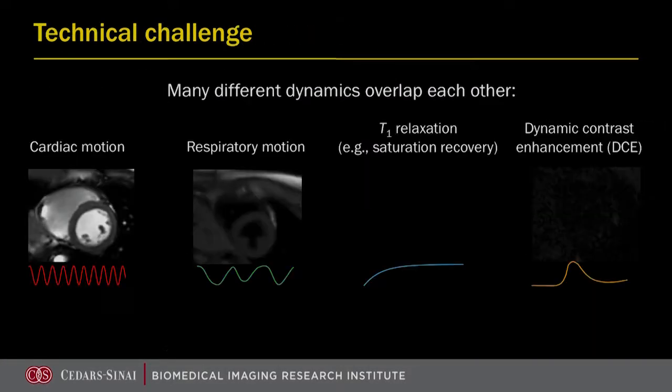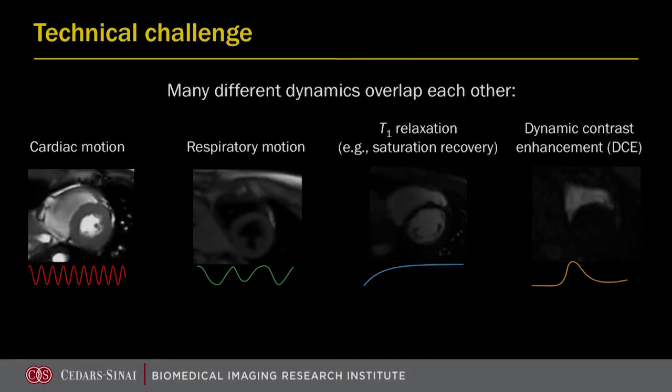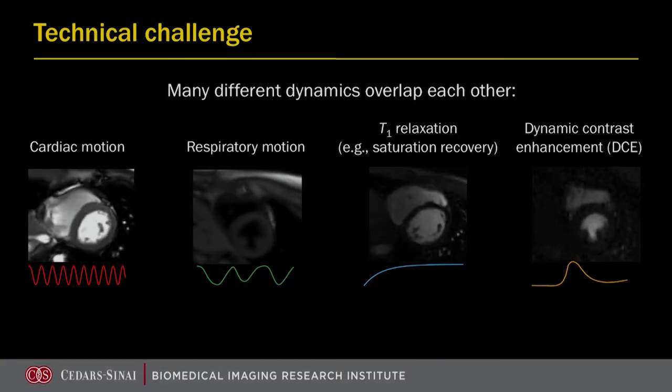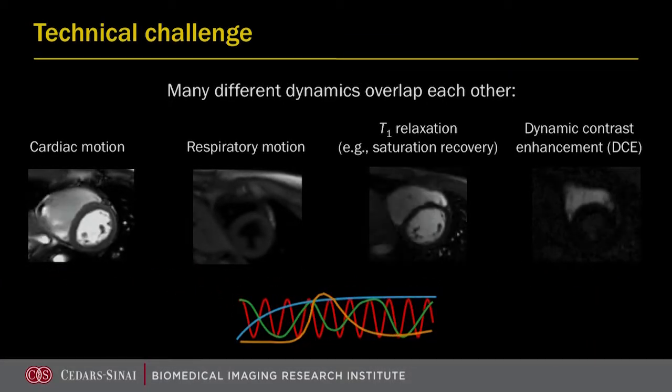flow. The technical challenge with this is that there's so many things going on in the heart all at once, of course. There's cardiac motion, respiratory motion. Typically, these are saturation recovery sequences, so there's T1 recovery occurring, and of course, the dynamic contrast enhancement that we care about. And these all overlap and are occurring simultaneously.